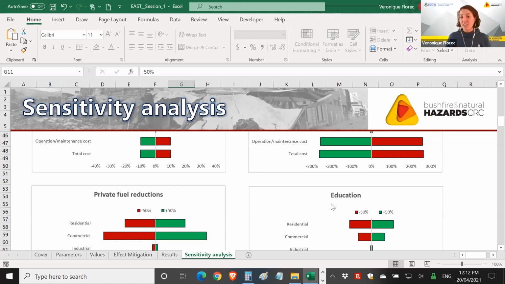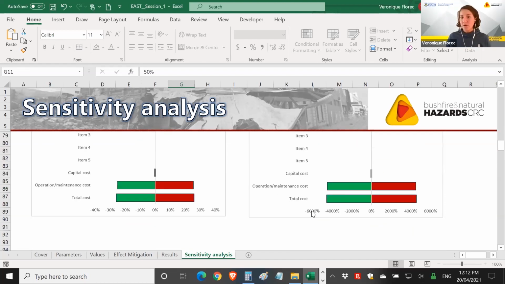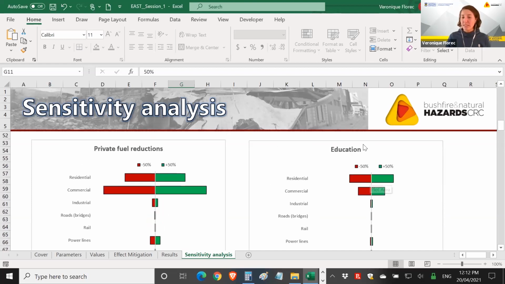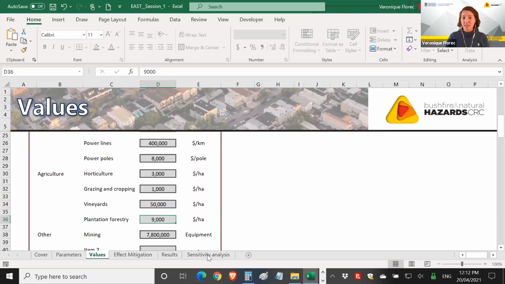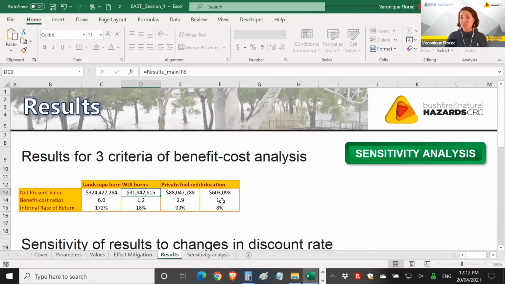Now let's have a look at education. This is a very interesting one. Have a look at the scale at the bottom, from 0 all the way to minus 6,000, or from 0 to plus 6,000. This means that anything I change in this particular mitigation strategy changes my results enormously. So if I just simply change the value of residential buildings here by a little bit, my results could change a lot: the benefit cost ratio could be much higher, the net present value could be much higher.